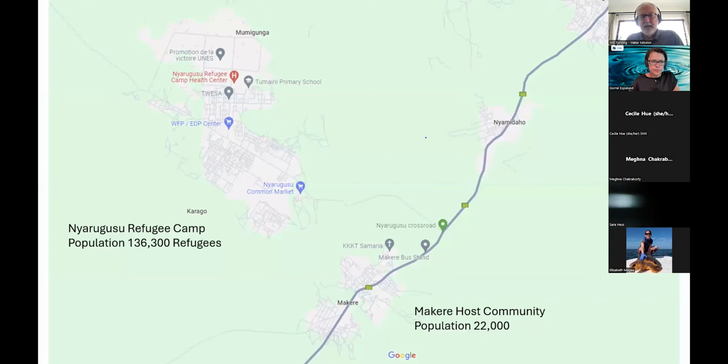Here is an example in Tanzania. This is Nyarugusu Refugee Camp, which is a pretty large camp, 136,000 plus people. And then less than about 2 or 3 kilometers away is the community of Mekere, which is pretty big, has 22,000 people. But even though Nyarugusu and Mekere are separated by just 2 or 3 kilometers, until last year, Mekere did not have safe water. While all of Nyarugusu had access to at least water for at least the last 20 years, and safe water since at least 2019.